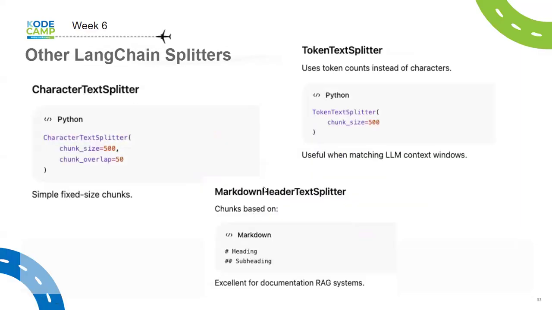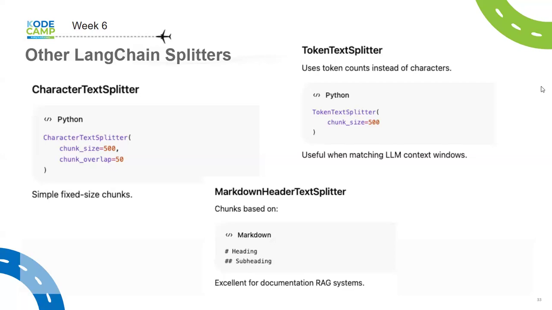Okay. Then the other types of splitters that we have: the character text splitter. This just does fixed size splitting based on fixed size chunks. This is the one we talked about earlier. It can sometimes chunk in the middle of meaningful words, sentences, and so on. So one needs to be quite careful about that.